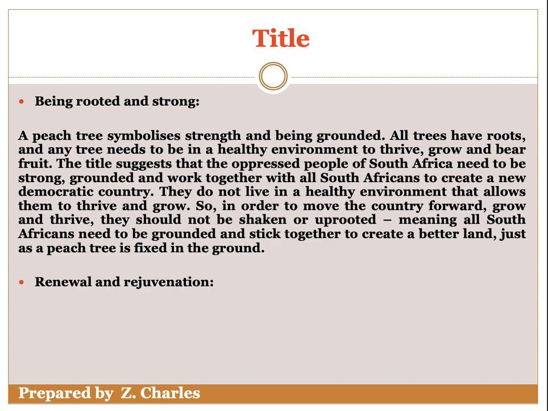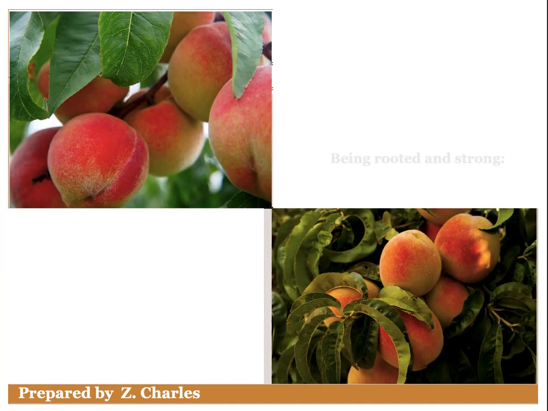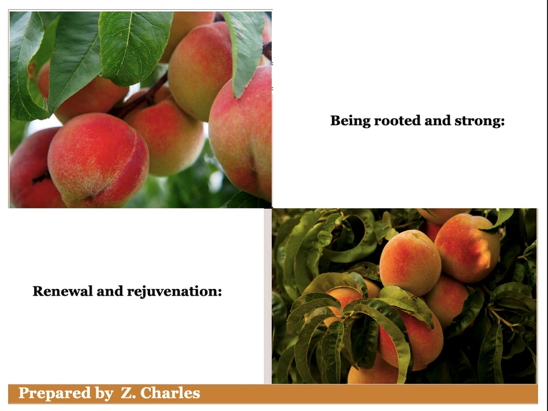Renewal and rejuvenation. So a peach tree also symbolizes renewal and rejuvenation. A peach tree produces vibrant fruits, and this symbolizes renewal, rejuvenation, and the cycle of nature. Just as the tree blooms and bears fruit each year, the speaker wants the oppressed to understand that apartheid will not last, that Africa will be renewed, and this will happen through effective communication and not violence. Pictures once again: being rooted and strong, renewal and rejuvenation.